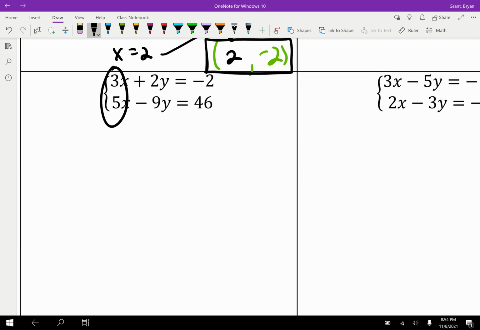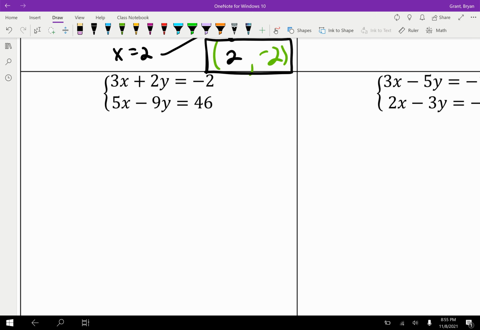What do 3 and 5 both go into? What's a common multiple of 3 and 5? Well, hopefully you could think 3 times 5, 15. So we could turn both of those into 15s. Or, what do 2 and 9 both go into? 18, right? We could turn 2 and 9 into 18.